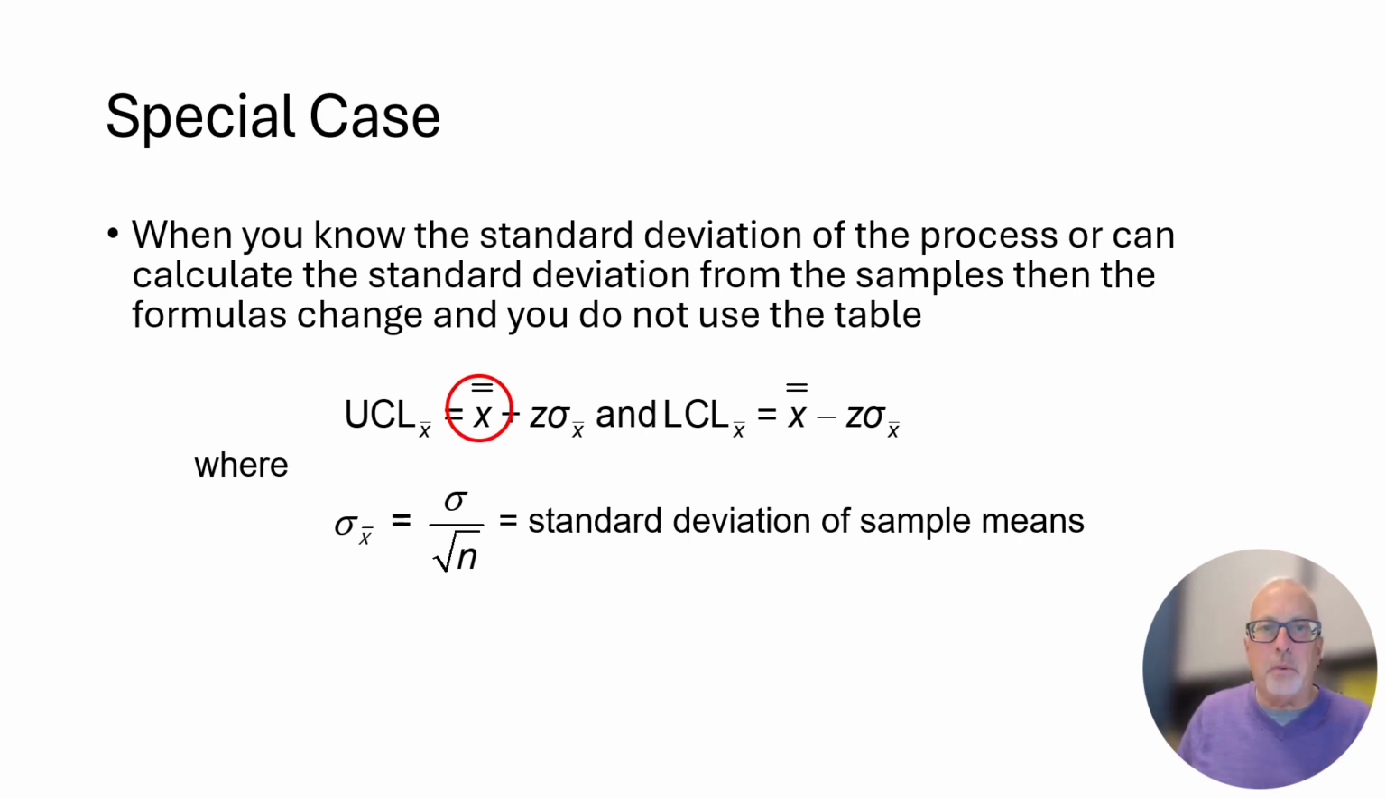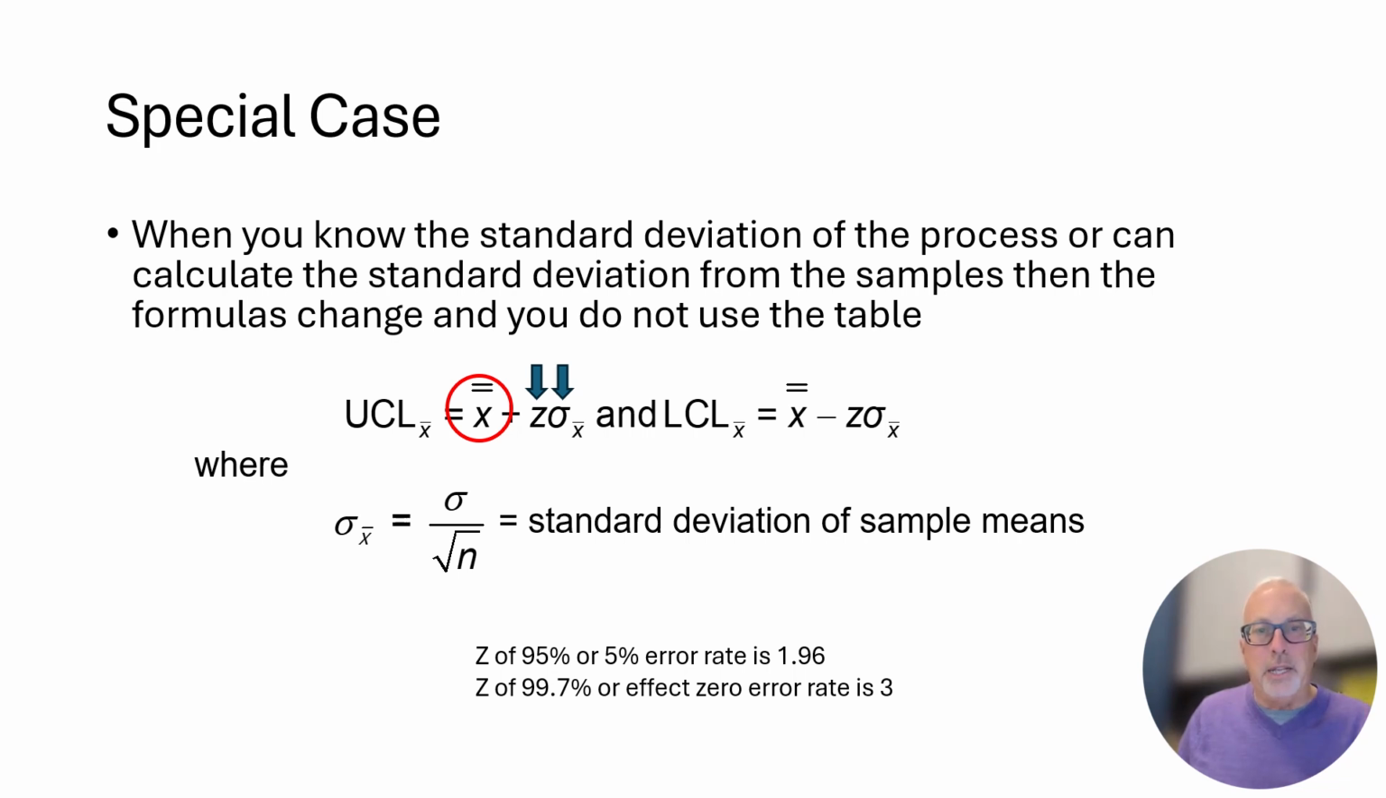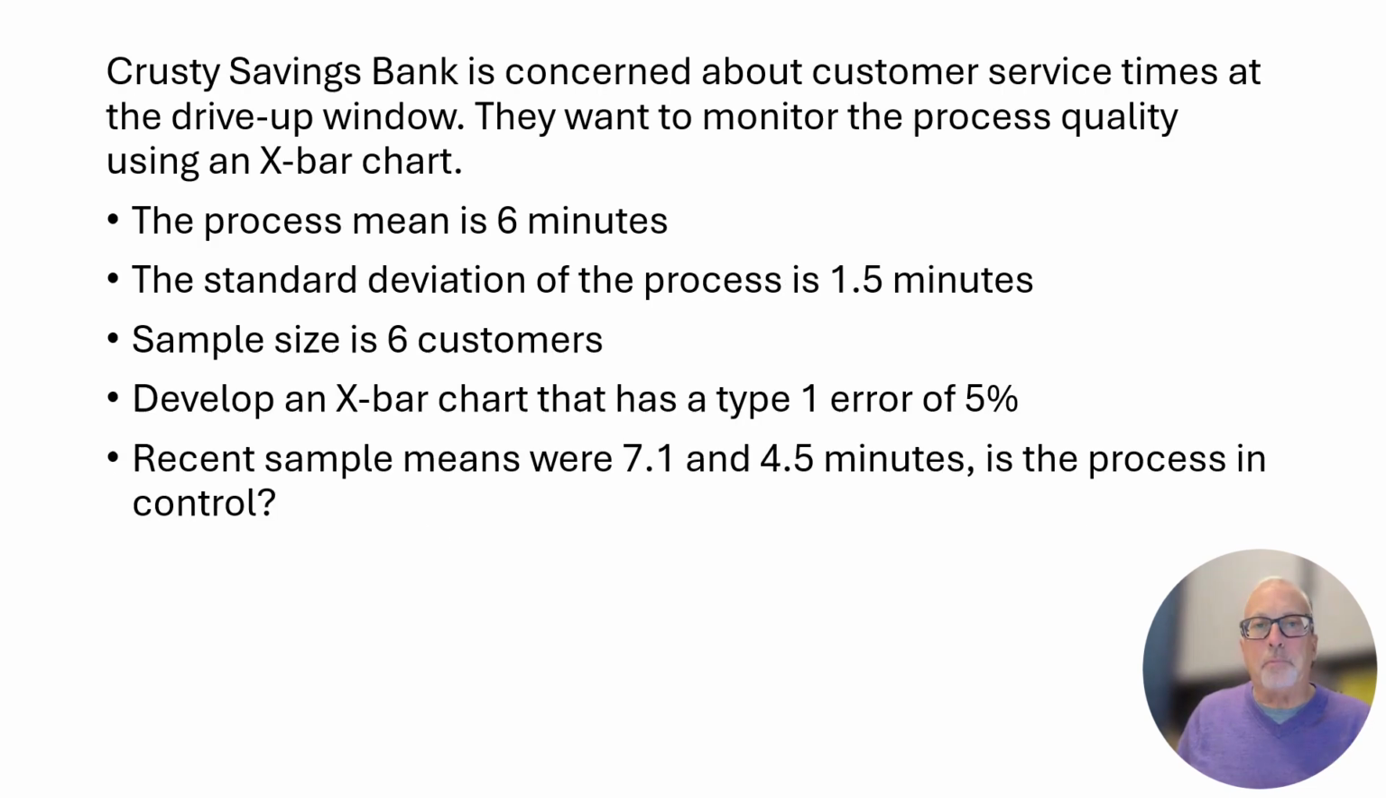So I think I have an example here. Let's see. We got that. We got the Z. We got the standard deviation. And then here's my cheat sheet. Z of 95% or a 5% error rate is 1.96. Z of 99.7% or effectively 0 error rate is 3. So when you see the problem, it's going to be one of those two.